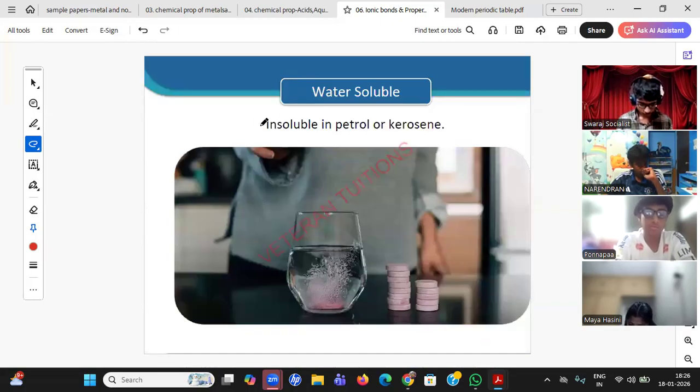Okay. Second property, yes, this is what Sugar was asking: water soluble. You just remember NaCl, Na plus Cl minus. Sir, something like ionic bond, metal, non-metal. Salt dissolves in water, child. So daily you see it in real life. That's the reason ionic bonds are water soluble.